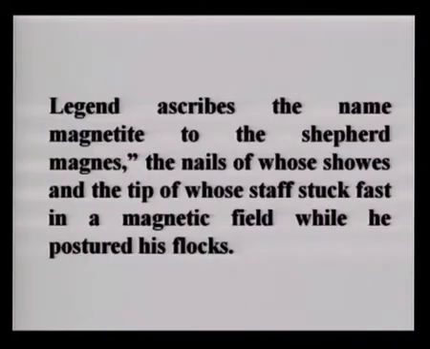There is a legend that ascribes the name magnetite to the shepherd Magnus, the nails of whose shoes and the tip of whose staff stuck fast in a magnetic field while he pastured his flocks.